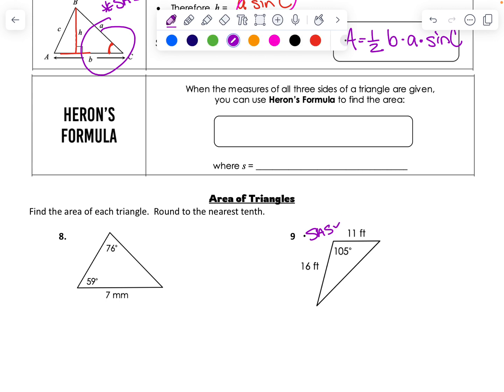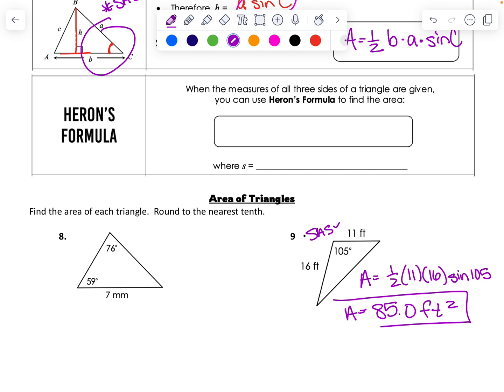So for number 9, the area is found by taking 1/2, multiply my two sides together, 11 by 16, times the sine of that included angle, that angle in between my two sides. So multiply all that together, and area should be 85.0 feet squared. And don't forget, our area will always be a unit squared.